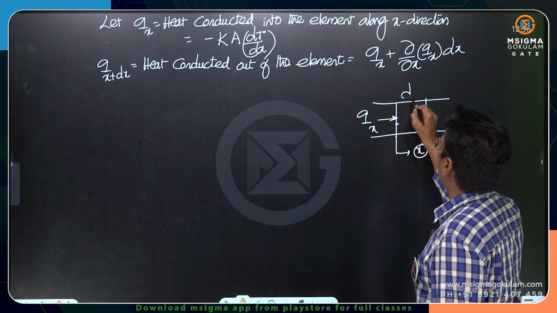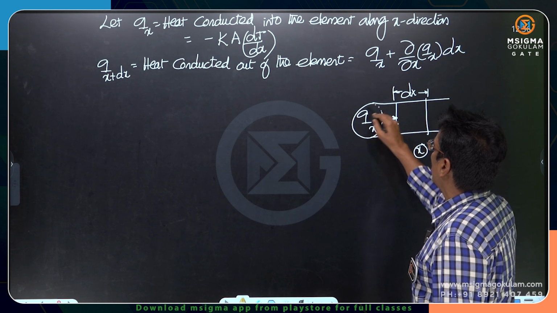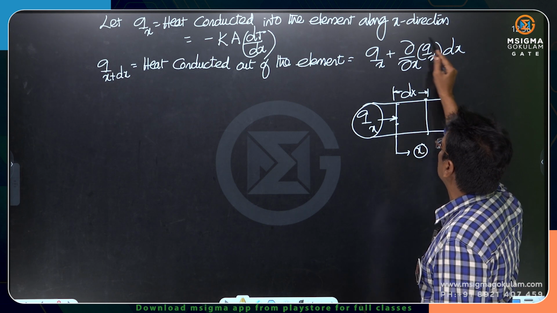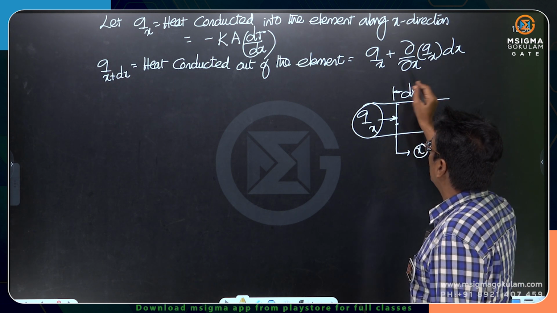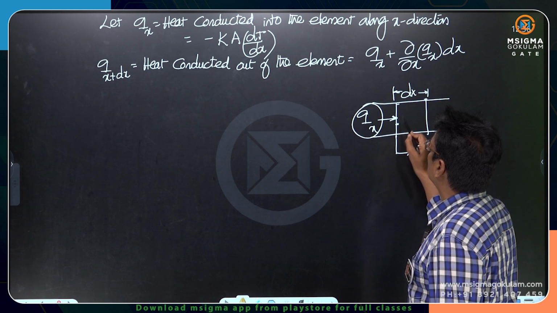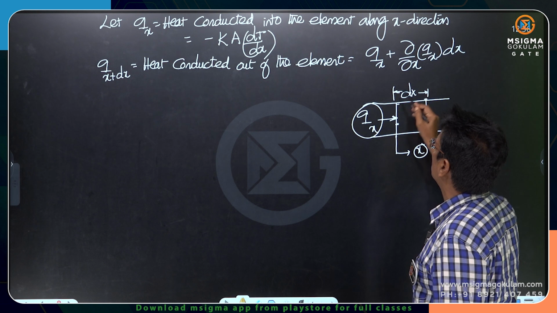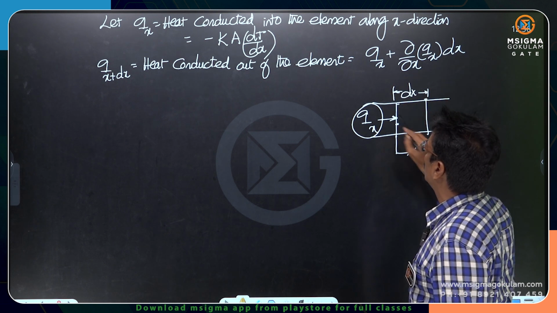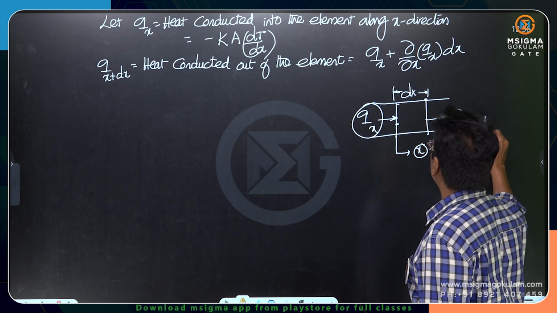When it is multiplied by dx, what is the change in Qx? Change in Qx for a distance of dx is given by this, because ∂Qx by ∂x is the rate of change of Qx with respect to x. For a distance of dx, the change in Qx is given by ∂Qx by ∂x into dx. Add that change to Qx to get Qx plus dx.